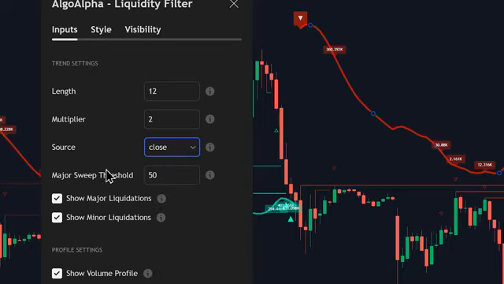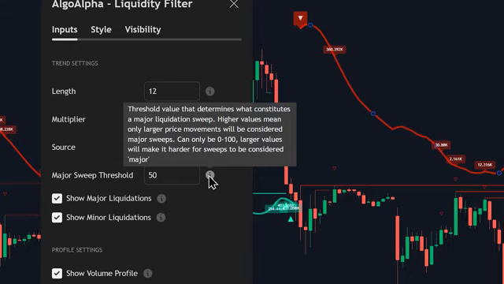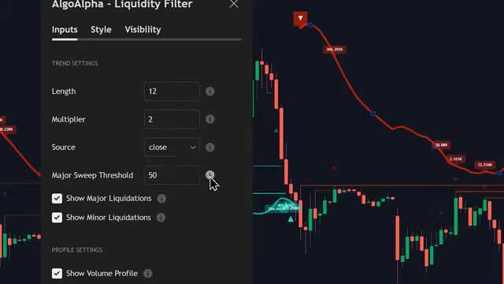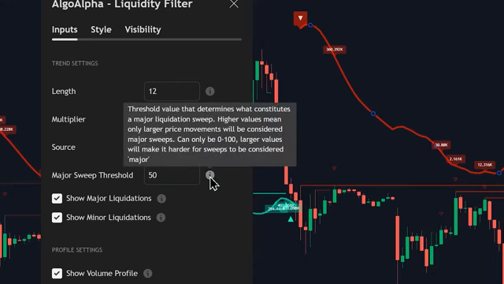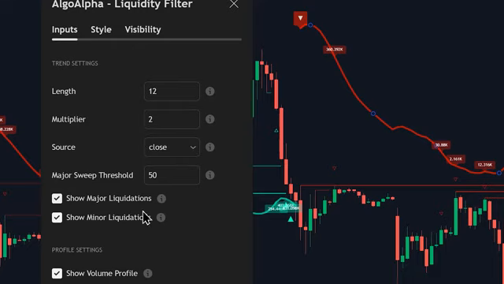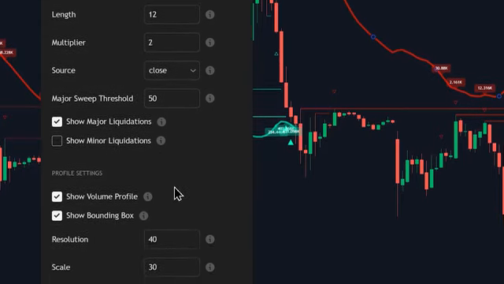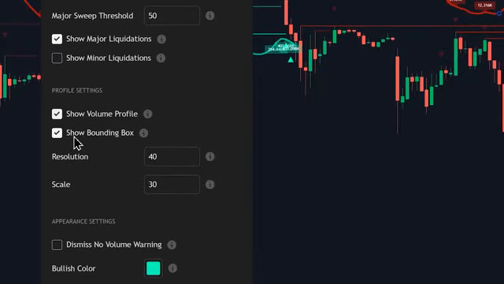The major sweep threshold is the value that determines what constitutes a major liquidity sweep. Higher values mean only larger price movements will be considered as major sweeps. And remember, we only have between 0 to 100. Larger values make it harder for sweeps to be considered major. And then here we have options to show or hide major and minor liquidations. For me, I'm going to disable the show minor liquidations option because I'm not going to be needing the minor liquidations for my strategy.